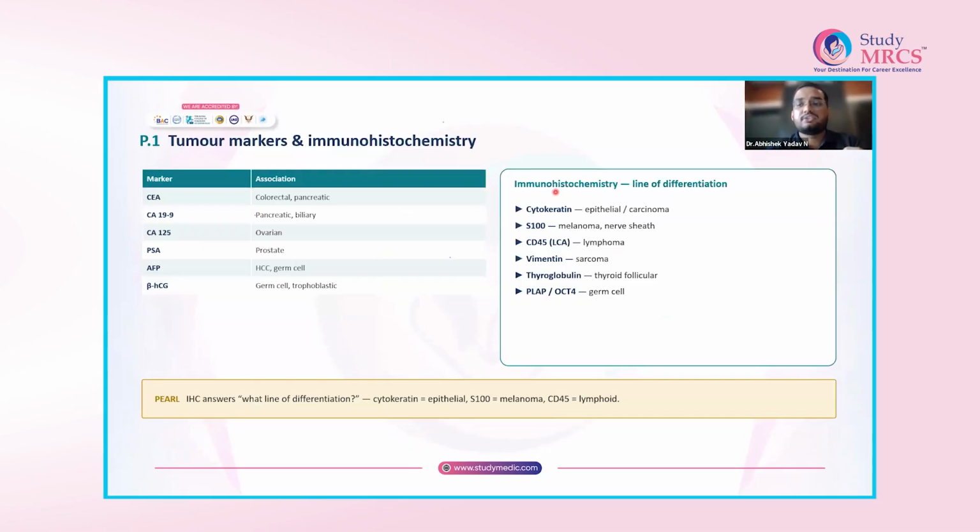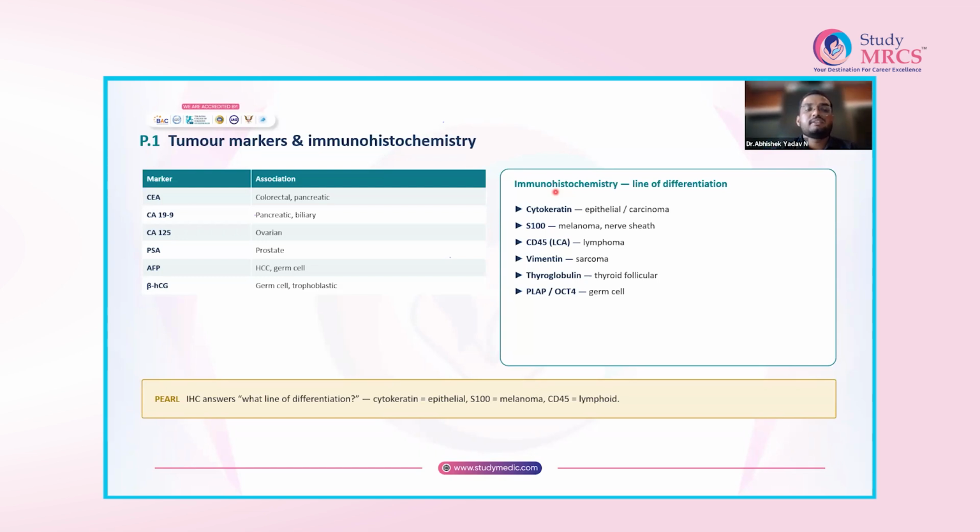Okay, so with this, once you have staged it, then in pathology most of the time we talk about tumor markers and immunohistochemistry. This comes under the diagnosis of the particular tumor. Tumor markers are certain chemicals present in the blood which are found to be increased in association with the presence of a tumor in the body. Some examples: carcinoembryonic antigen, CEA, an increased level has a high association with colorectal and pancreatic tumors; CA 19-9 for pancreatic and biliary tumors; CA 125 for ovarian tumors; prostate specific antigen for prostate cancers.